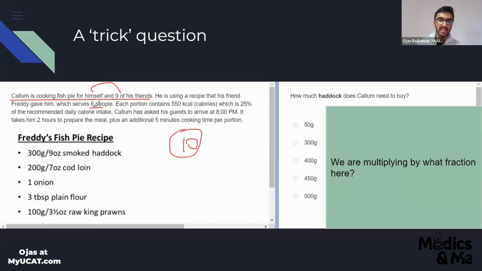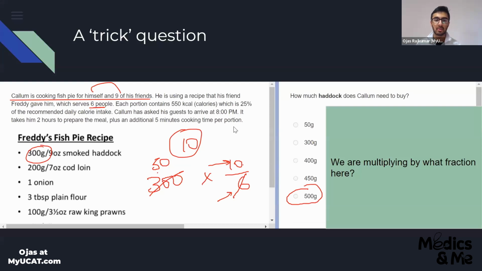Now, we know that for 6 people, you have 300 grams. And if we're working out for 10 people, then we have to multiply by 10 by 6. So divide by 6 to get 1 person, multiply by 10 to get for 10 people. So 300 times 10 divided by 6. And you can do that in really any order you want. So you might want to start by dividing first. 300 divided by 6 is going to be 50. And then 50 times 10 is going to be 500. So really well done. I think most people got that right.